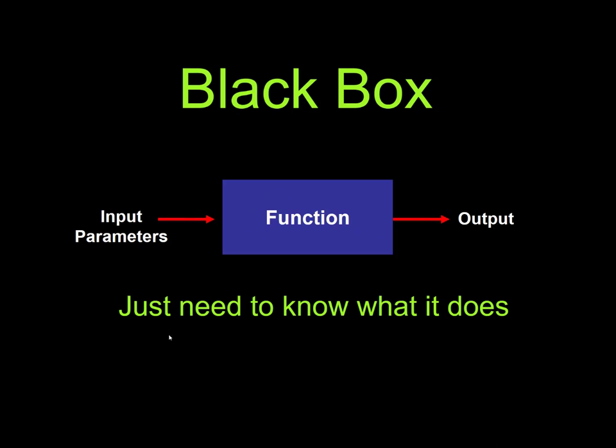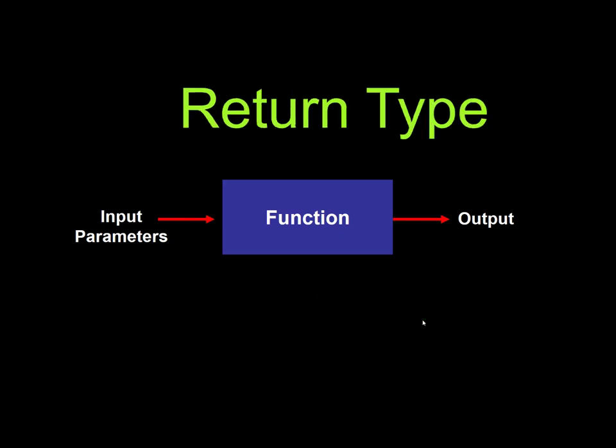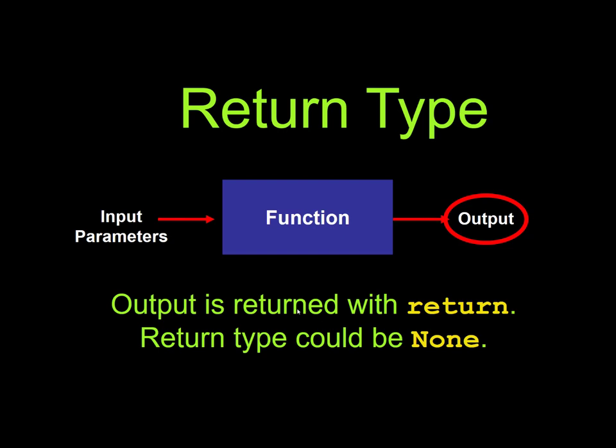We generally just need to know what it does and we don't need to know how it does it. And then the return type is the output. The output is returned with a return statement. If you don't have a return statement, then the return type would be None. The next slide will illustrate this.